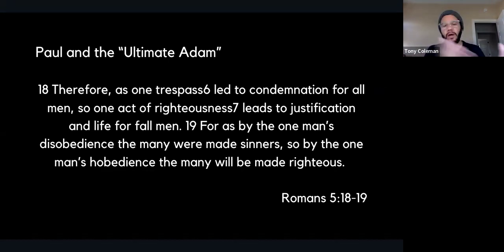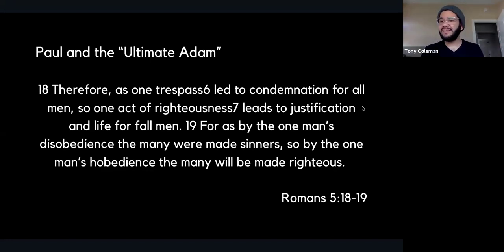Therefore, as one trespass led to condemnation for all men, for all people, that's Adam, so one act of righteousness leads to justification and life for, that should say, that's meant to say all men, all people. For as by the one man's disobedience the many were made sinners, so by the one man's obedience the many will be made righteous.